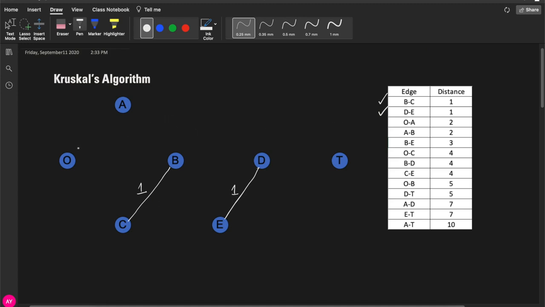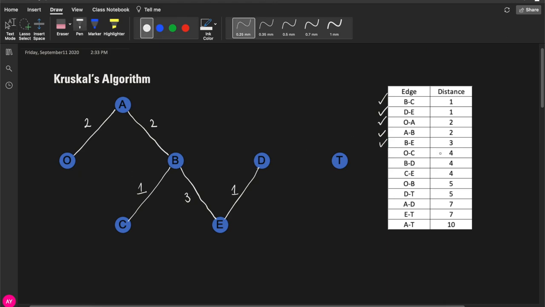OA is a 2. AB is a 2. And adding AB will not cause a cycle. Therefore, we can add AB. BE is a 3. And adding BE will not cause a cycle. Therefore, we add BE. Okay.